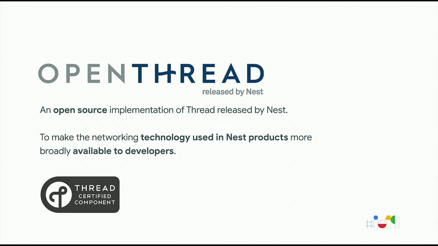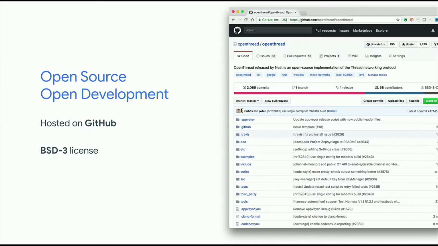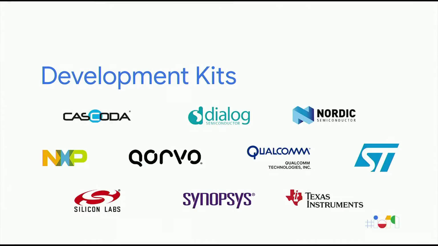Now, 3 years ago, here at I/O, we launched the OpenThread project. OpenThread is an open source implementation of Thread, and it is the same implementation that's used in Nest products, including the Nest Hub Max that was announced here at I/O. The OpenThread project is hosted on GitHub and licensed under BSD3, and it's seen widespread adoption. OpenThread has been ported to more than 10 different 802.15.4 radios, and you can find example drivers for each of those in GitHub.